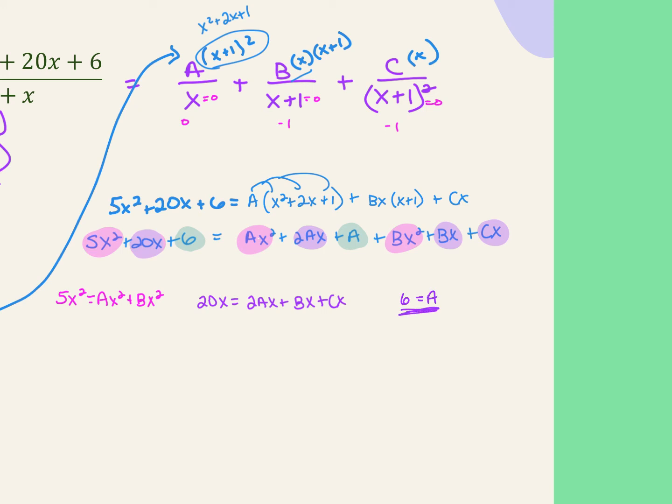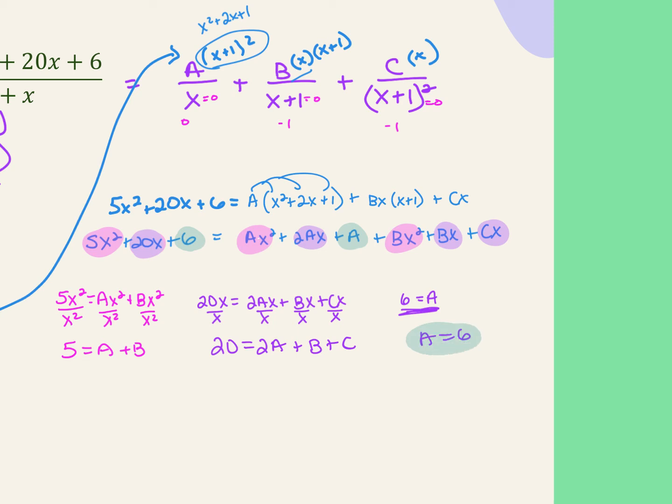So we already have one variable here. We know that a is 6. From the other two equations, you can actually divide this entire thing by x squared. And I have 5 equals a plus b. I can divide all of these by x. And I get 20 equals 2a plus b plus c. And then again, here I've got a equals 6. So we've actually created a system of equations here that you can work backwards to solve.